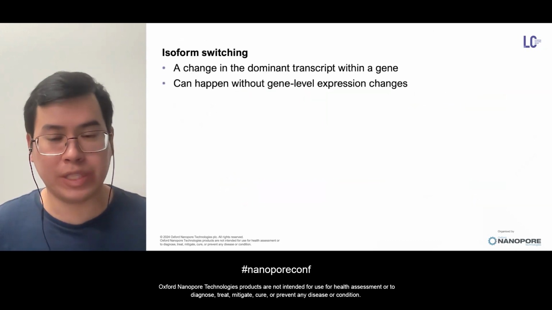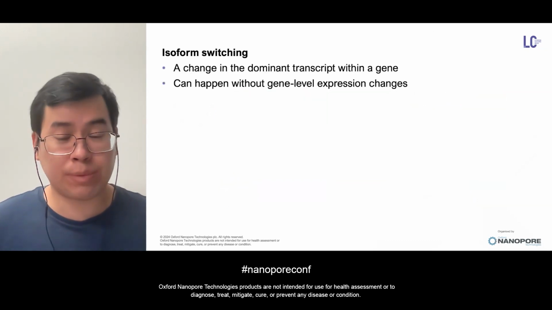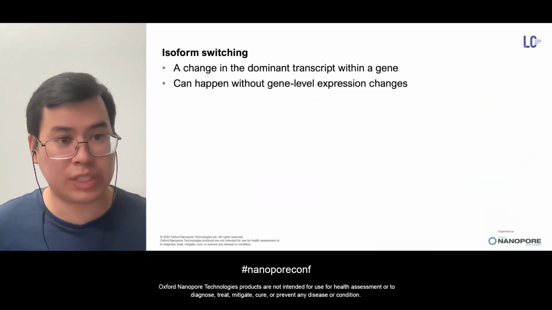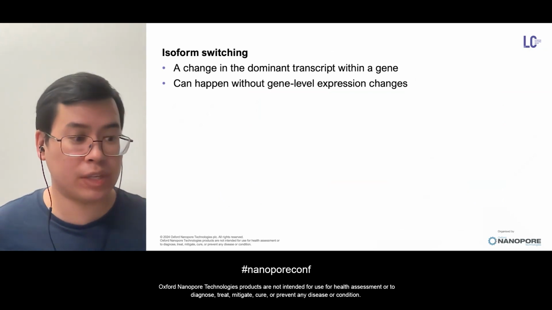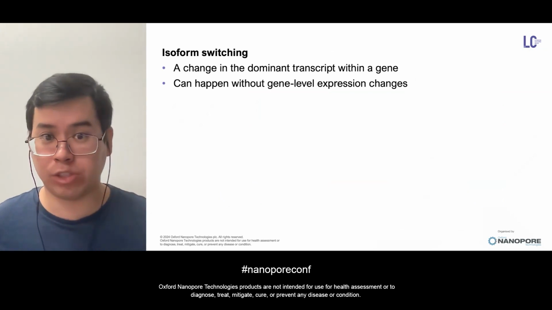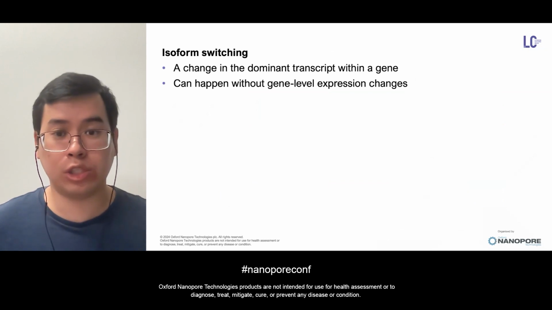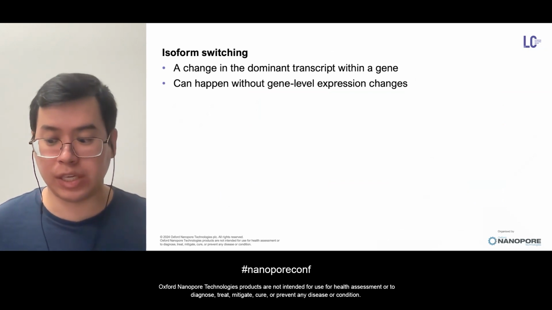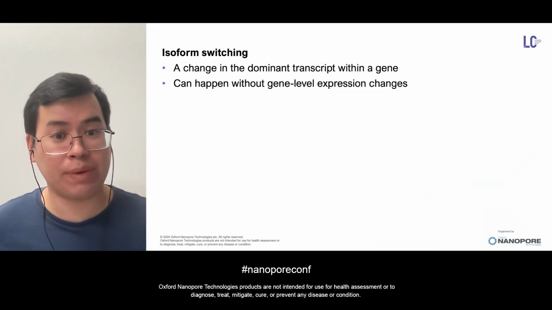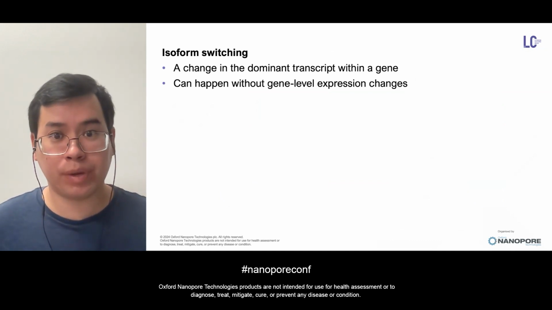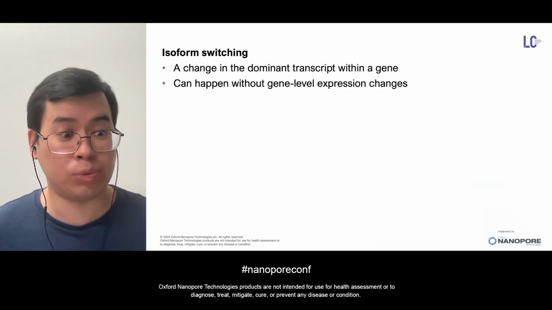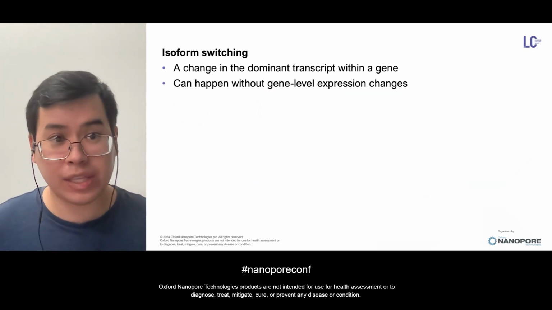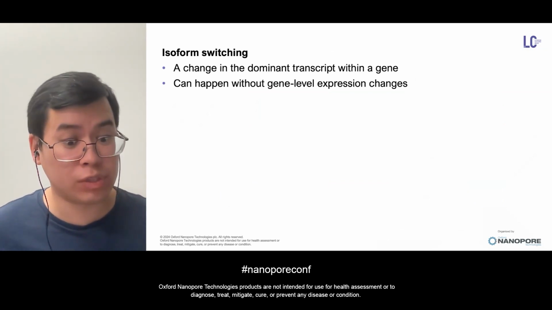Now, what can you actually use this for? Well, differential transcript usage is oftentimes used to highlight isoform switching events, which is when there's a change in the dominant transcript within a gene between 2 groups. Now, this can happen without gene-level expression changes. So you can have the same amount of counts at the gene level, but those counts can be distributed differently between the isoforms. And these isoform switching events can have functional effects on the cell.